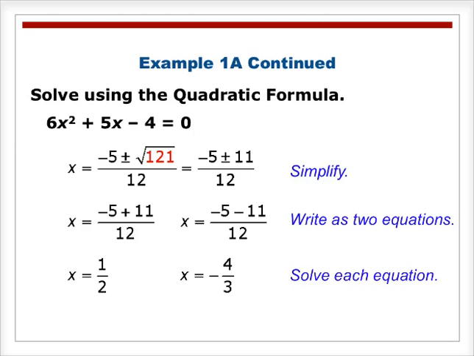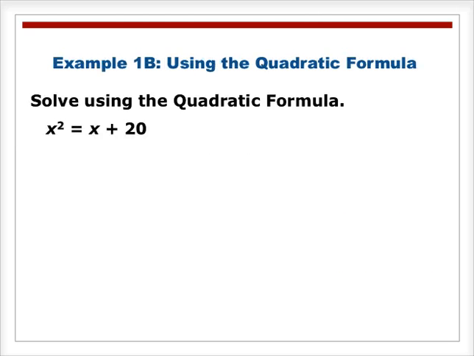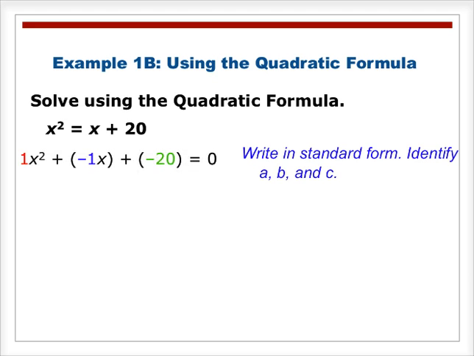Let's try it another time. x squared equals x plus 20. Well, in this case, it's not written in standard form, so that's the first thing that you need to do. You want to get your equation in standard form and identify a, b, and c. So we have x squared plus negative 1x plus negative 20 equals 0.